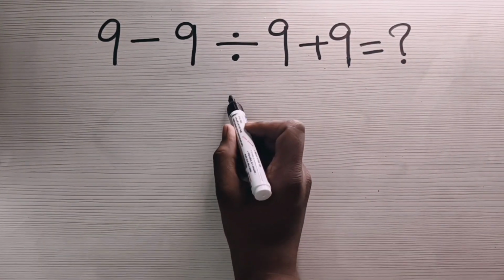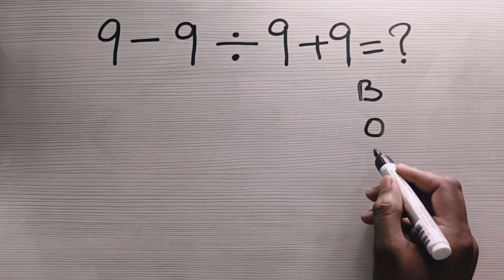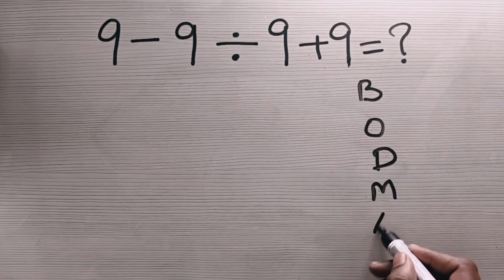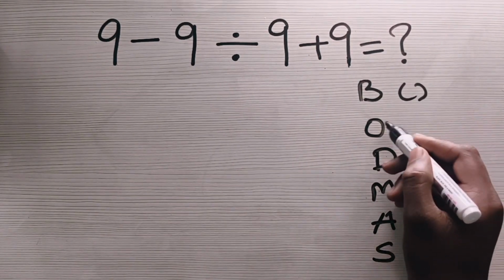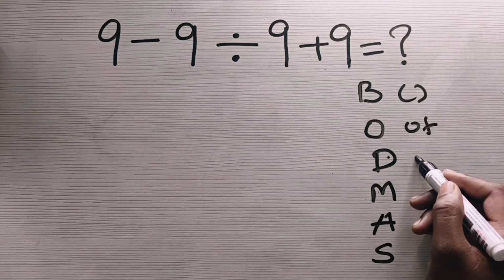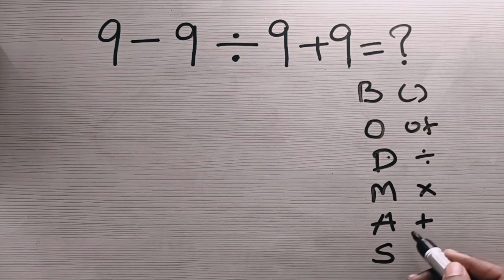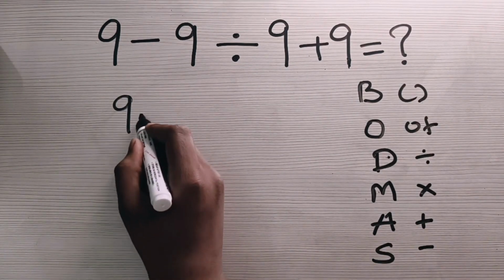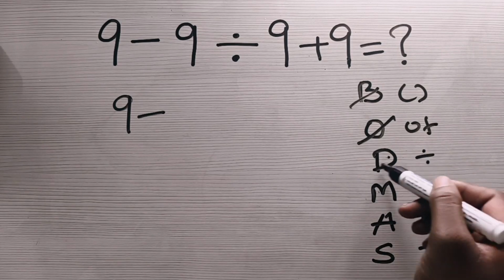So the correct method is by applying the BODMAS rule, where B means bracket, O means of, D means division, M means multiplication, A means addition, and S means subtraction. So we don't have bracket nor of, but we have division.